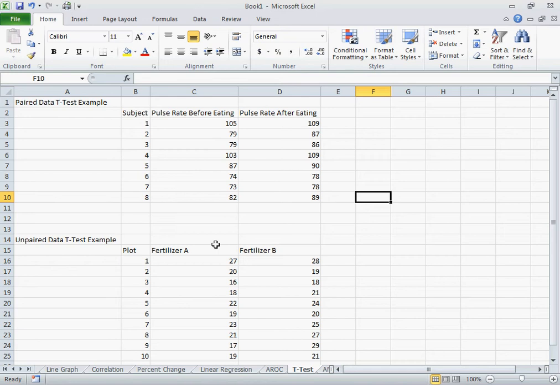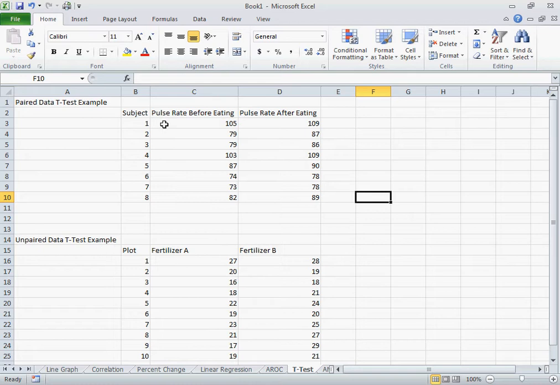The t-test is going to be used to find out if your data between two sets is significant and whether you can accept or reject your null hypothesis. There are two types of t-tests that you're going to perform. The first type is for paired data. This is if you tested somebody on one treatment and then later tested them again.